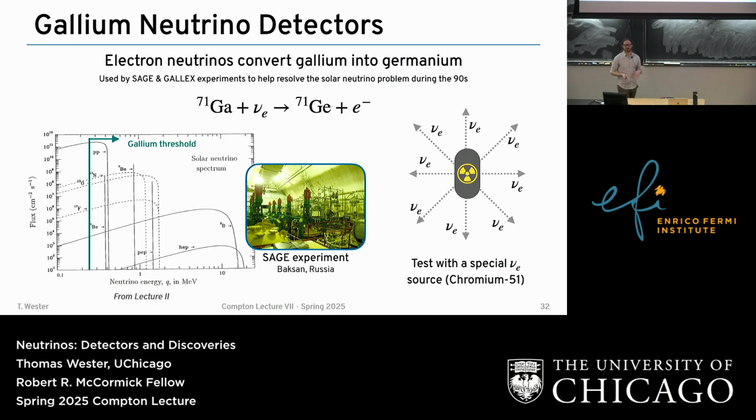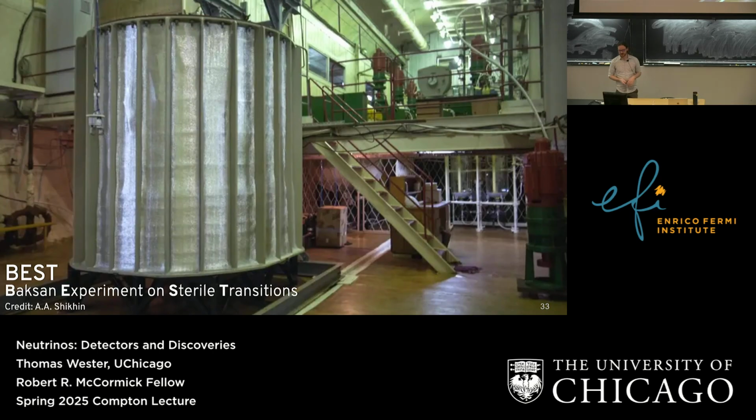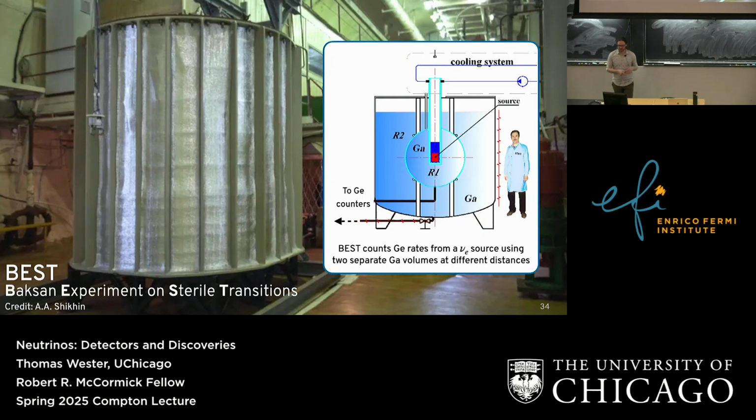More recently, though, they've switched over to using radioactive sources that produce these electron neutrinos. And so you can put a source of electron neutrinos right by your detector and then see if you get the expected number of germanium after you wait for a little bit. So one experiment that's doing this is called the BEST experiment. It's taking place in Russia, and it's essentially just a big tank of gallium, but inside they put a radioactive source. So if you look at this tank and take a kind of a cross-section of it, it would look something like this.